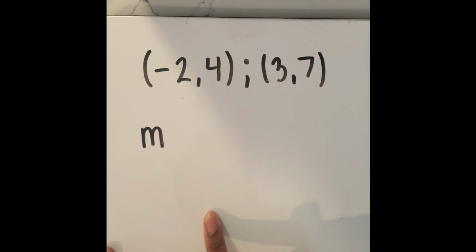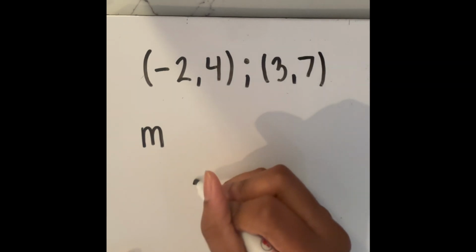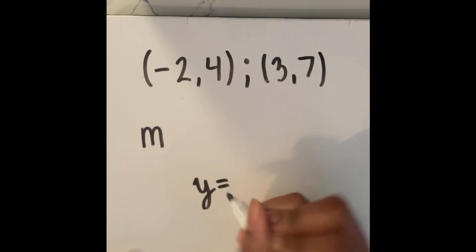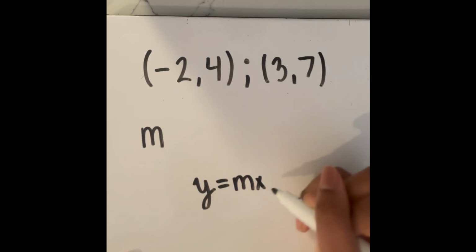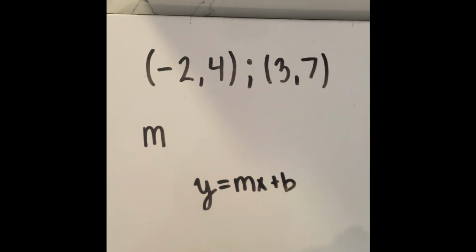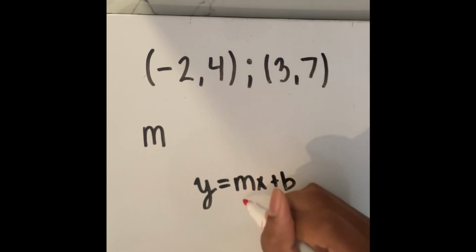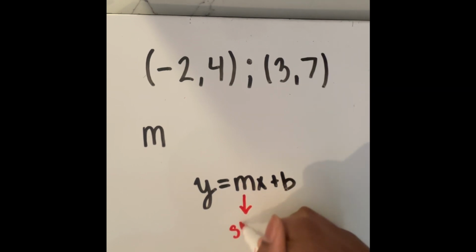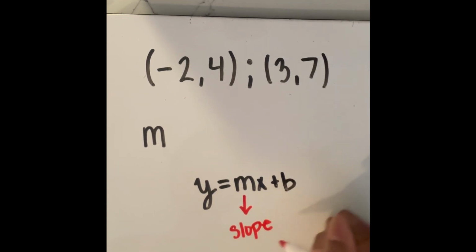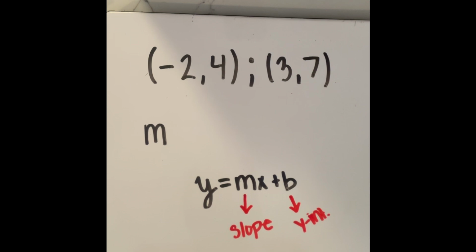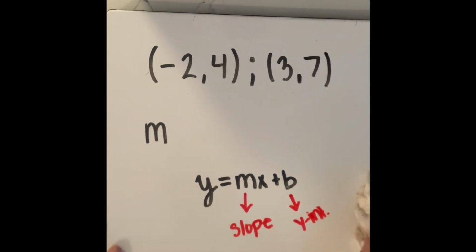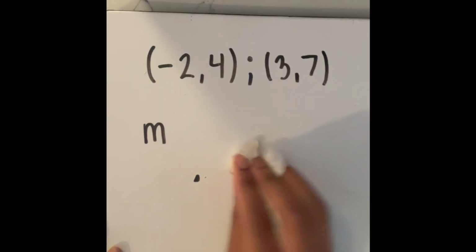If we recall from our linear equations where we're using slope-intercept form, y equals mx plus b, our m right here represents our slope and our b right here represents our y-intercept. So we'll definitely talk more about that in later videos, but I'm just going to go ahead and erase this for now and resume back to what I was talking about.